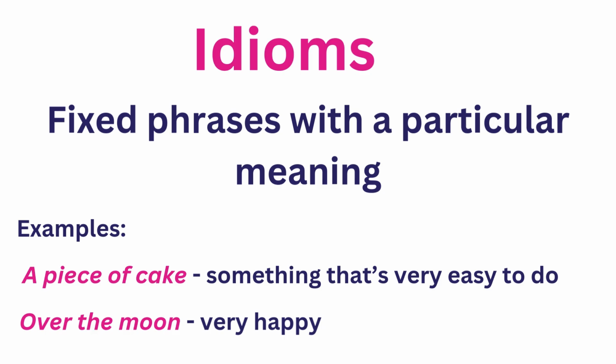What's an idiom? An idiom is a fixed phrase that has a special meaning. There are thousands of idioms in English. Here are a couple of common ones. A piece of cake, which is something very easy to do. Using social media is a piece of cake. Over the moon. This means very happy. I was over the moon when I passed the exam.